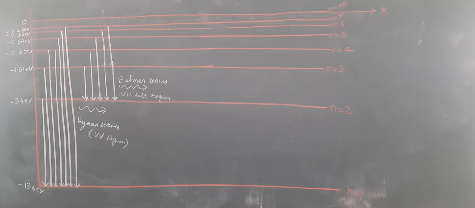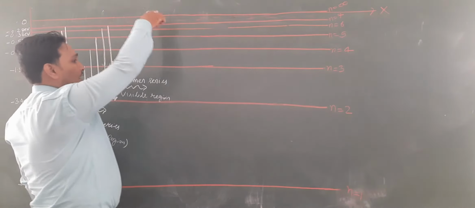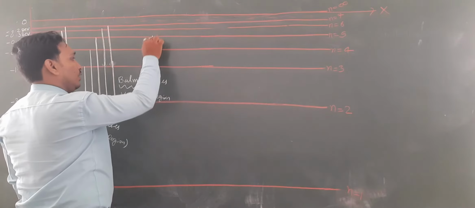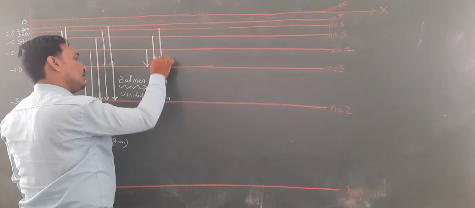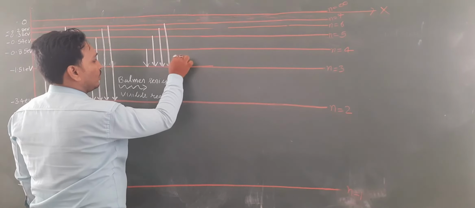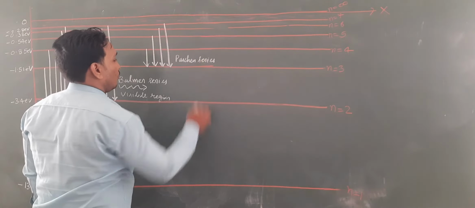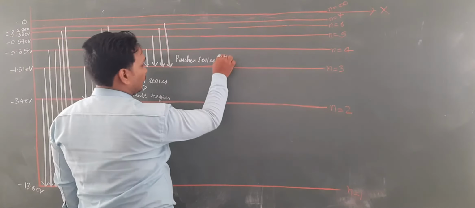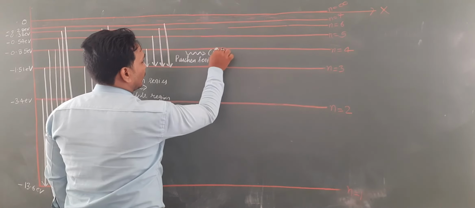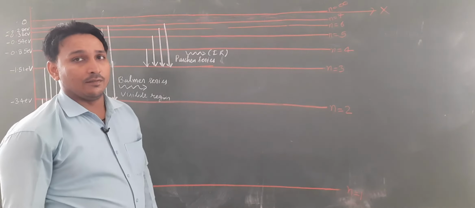Now the third one is the Paschen series. The Paschen series is when electrons are making transitions from higher energy states to n is equal to 3. So from n is equal to 4 to n is equal to 3, 5 to 3, 6 to 3, 7 to 3. They are called the Paschen series. And if a photon is released from here, it belongs to the infrared region. Okay, IR stands for infrared.